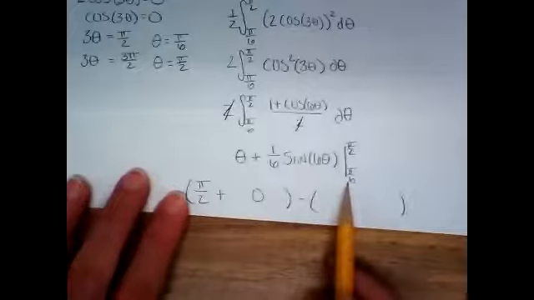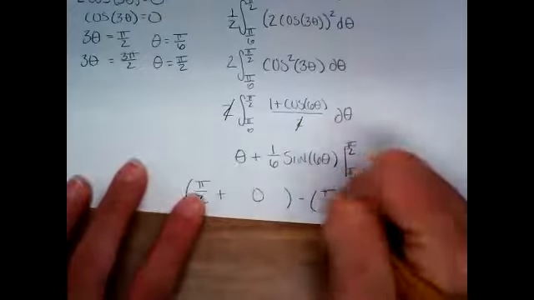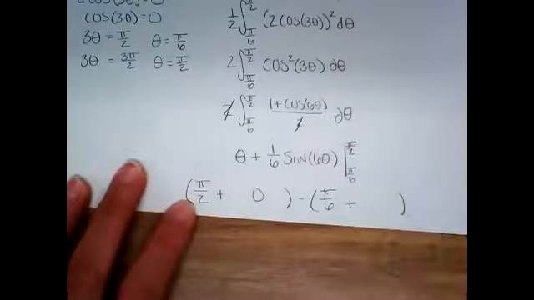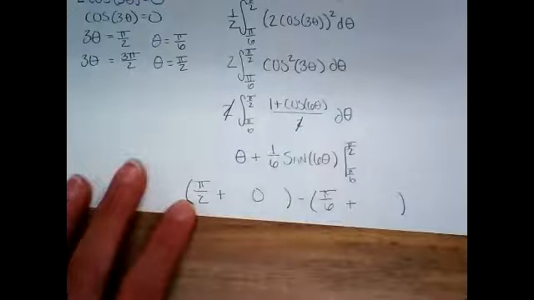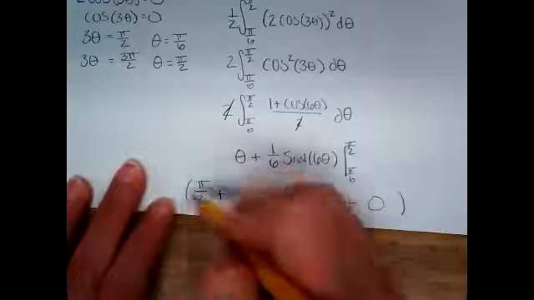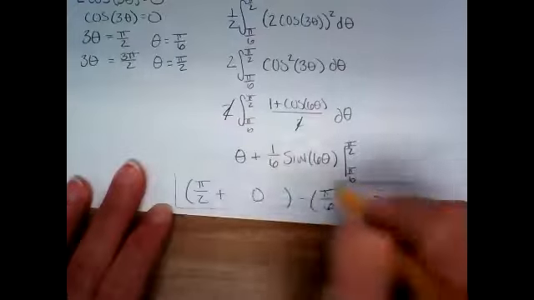And then let's do the lower boundary. So pi over 6 plus, I think this one's going to be 0 as well. Yeah, if you plug in pi over 6, the 6's cancel, you get pi. Sine of pi is 0. And then that is your final answer.